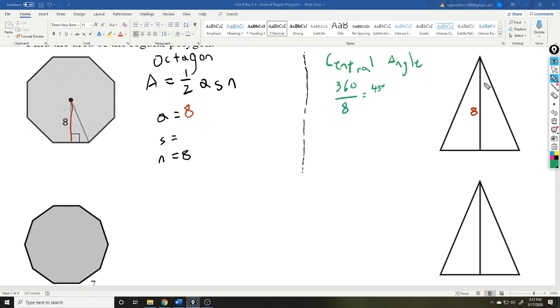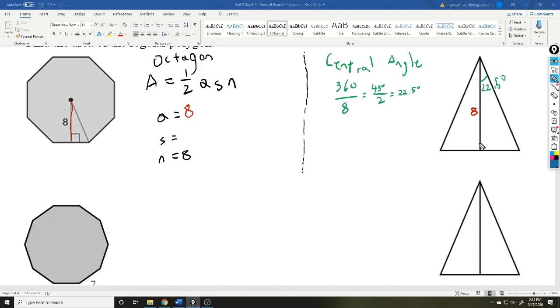Now remember, that 45 is this whole angle. And we just want this part of it. So if we just want that part of it, we got to cut it in half, because that apothem, that height, cuts it in half. So we actually get 22.5 degrees. So this is 22.5 degrees.